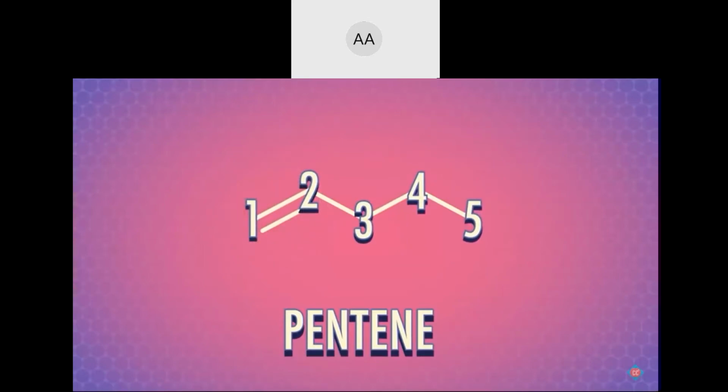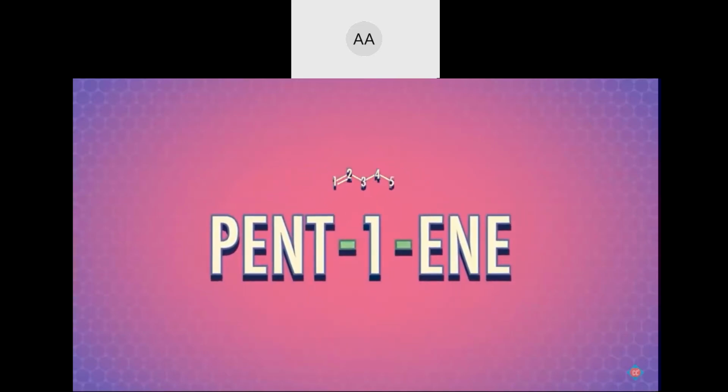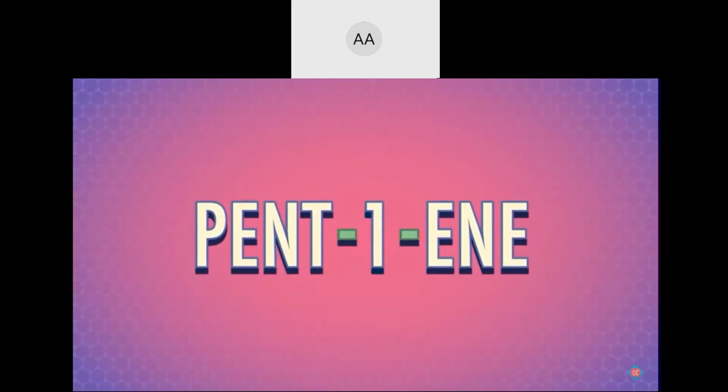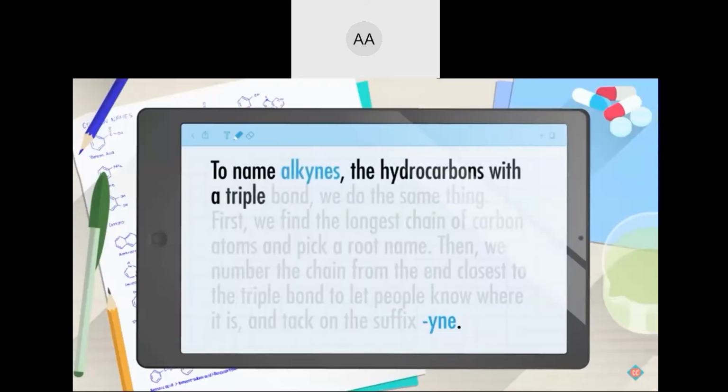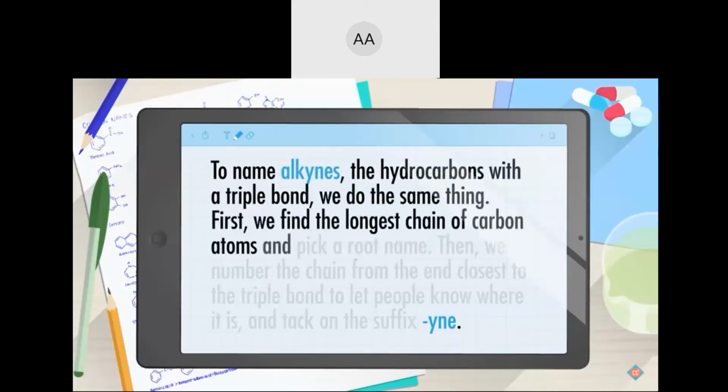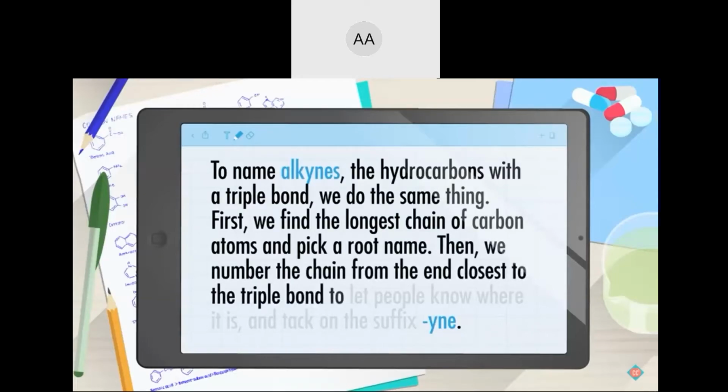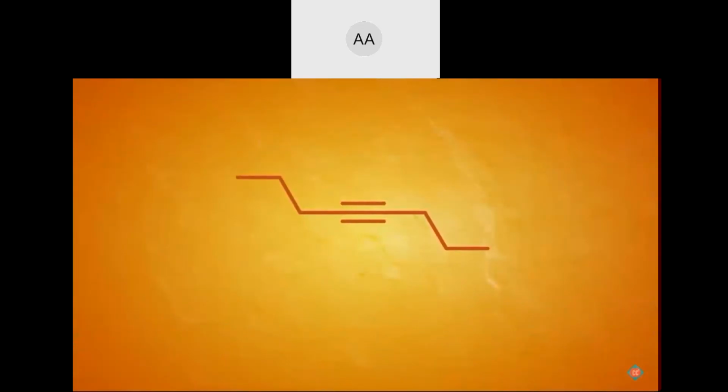Notice the punctuation here. We stick dashes around the number. To name alkynes, the hydrocarbons with a triple bond, we do the same thing. First, we find the longest chain of carbon atoms and pick a root name. Then we number the chain from the end closest to the triple bond to let people know where it is, and tack on the suffix -ine. For example, an 8-carbon chain with the triple bond in the center would be called oct-4-ine.